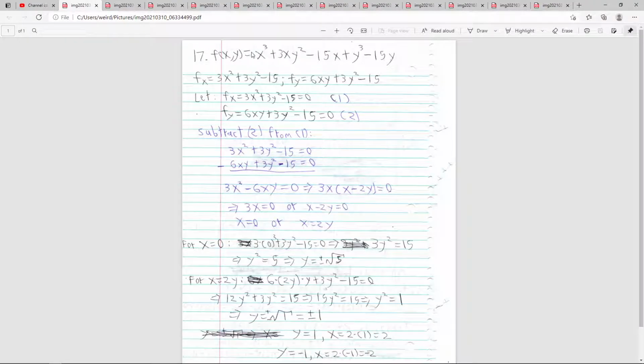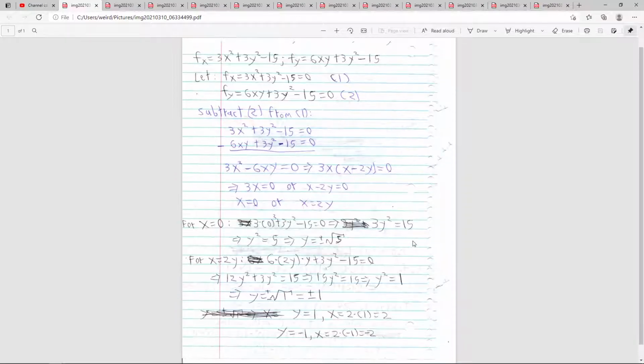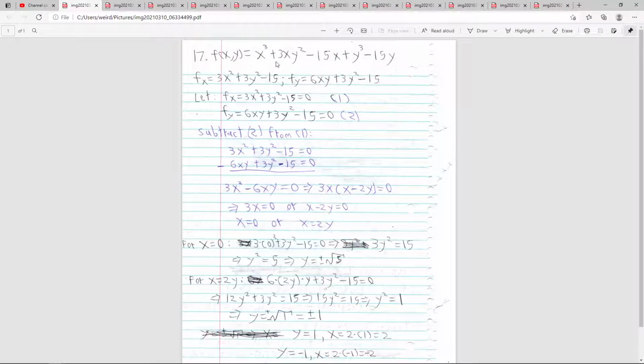So here we have 2 more. We did 2. Now it's time for longer ones like this. F of xy equals x cubed plus 3xy squared minus 15x plus y cubed minus 15y. Okay, the partial derivatives are going to need a little bit more work done. They're not hard to get, at least this one. They're not hard to do, but they're not going to be as easy to solve.